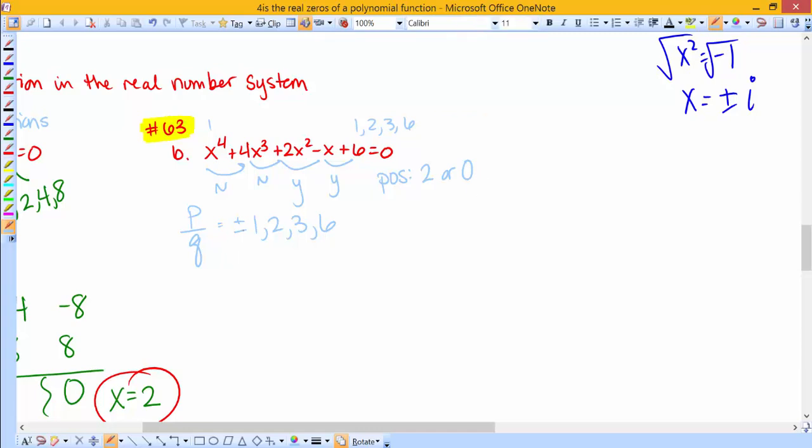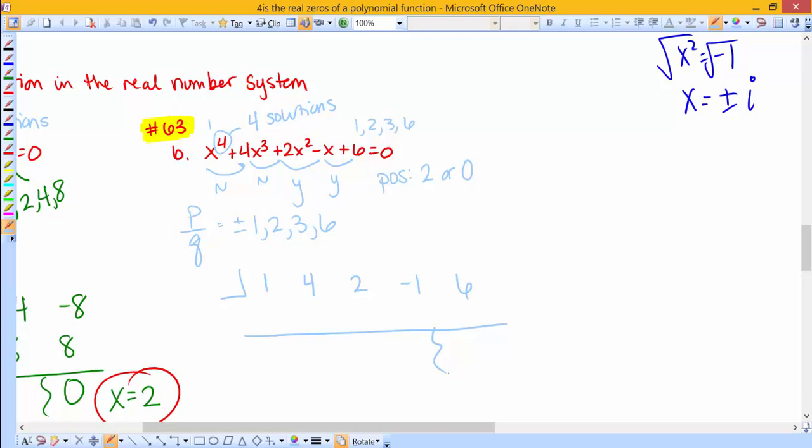So I'm looking for 4 solutions. Do you remember why I'm looking for 4 solutions? What's the degree? Since our degree is 4, we're looking for 4 solutions. And some might be real, some might be imaginary. So let's start playing around with this. Whoops, 1, 4, 2, -1, and 6. There was nothing missing.